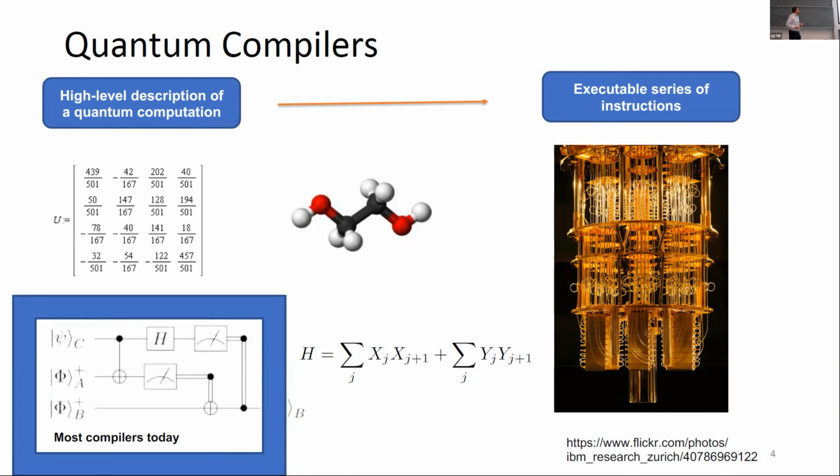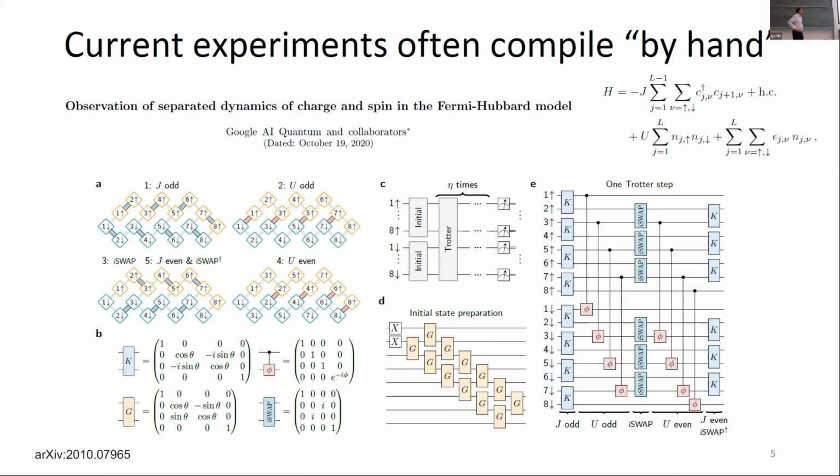Now, at the moment, in many experiments, compiling is sort of done by hand. So here's a recent, very beautiful experiment by the Google group of precisely a trotterized quantum simulation. And they're simulating the Fermi-Hubbard Hamiltonian, which you can see in the top right there. And essentially to do this, they compiled this by hand. So they sort of thought about their chip, thought about what their chip could do. So on the left is sort of a picture of the connectivity of their chip. The edges correspond to the.